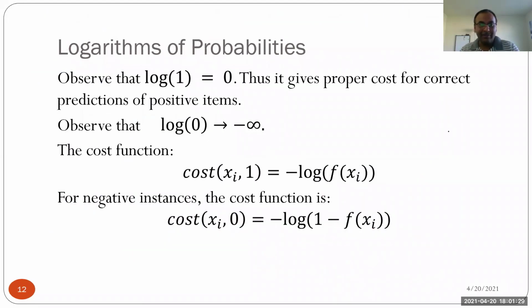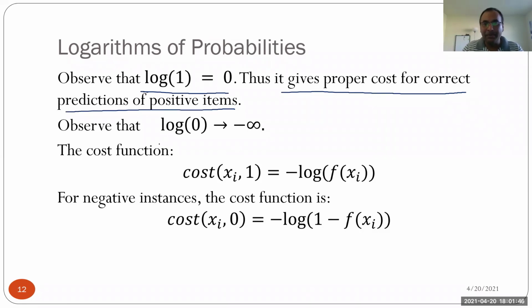All right, so let's move on. This slide that I have here is the explanation of what you saw in the previous slide, which says that log of 1 is 0. Thus, it gives proper cost for correct prediction of the positive item. And observe that log of 0 is minus infinity. So what is this cost function? It says that the cost for xi when the reality is 1 is minus log of f of xi.